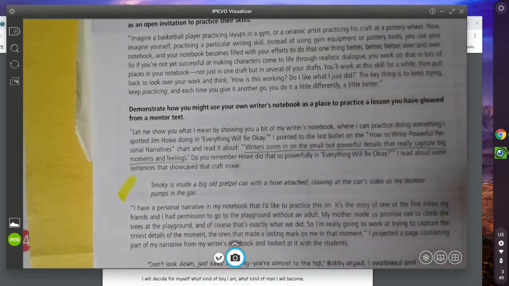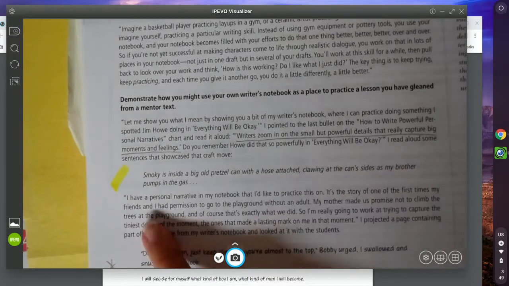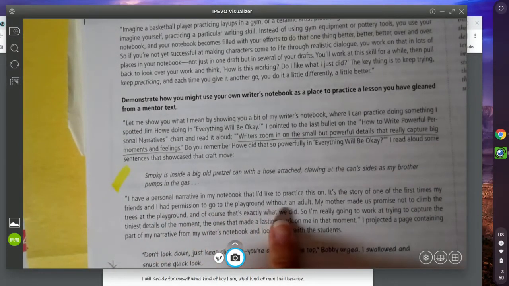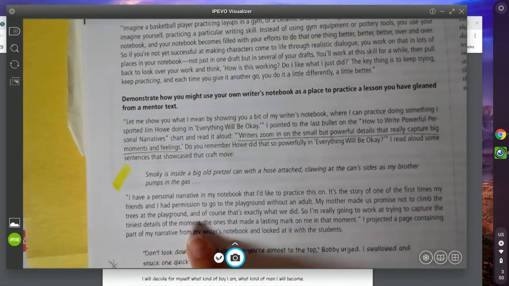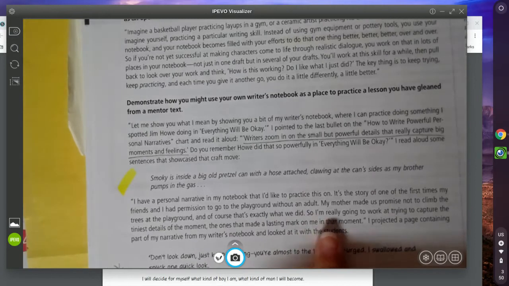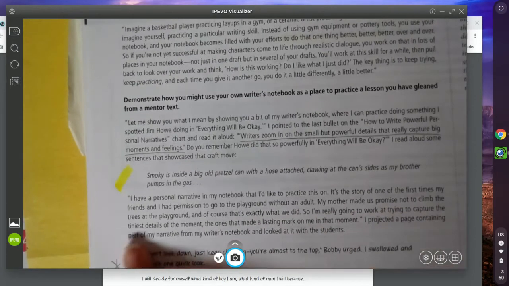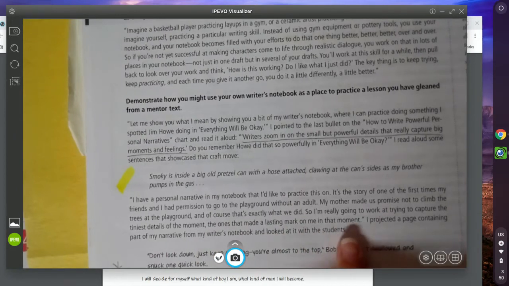So this person has a story that they're writing about. It's the story of one of the first times my friends and I had permission to go to the playground without an adult. My mother made us promise not to climb the trees at the playground. And of course, that's exactly what we did. So I'm really going to work at trying to capture the tiniest details of the moment, the ones that made a lasting mark on me in that moment.